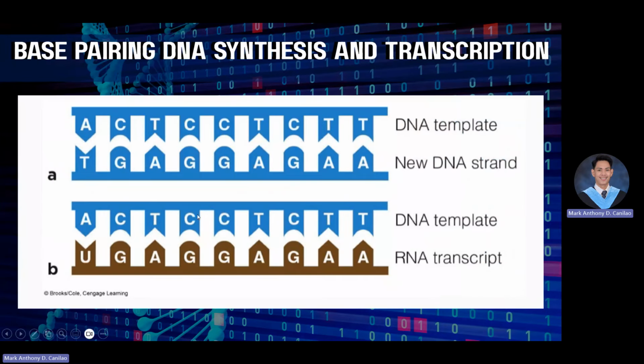So as you can see here, we have the DNA template strand, and we have a new DNA strand. Picture A showcases how DNA replication happens, which was discussed last time before we proceeded with the central dogma. On the other hand, it is important to note also that the RNA transcript that we have manufactured must come from the DNA template strand that we have.